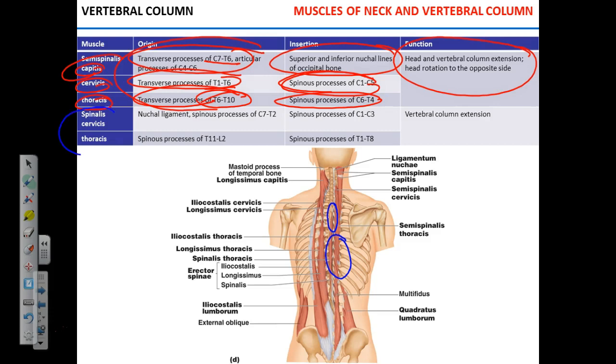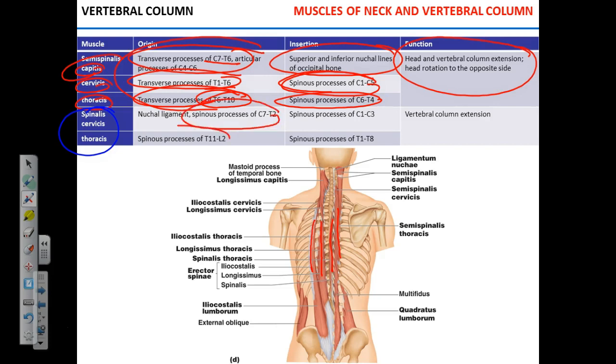And finally, spinalis muscles. You can see them right here. They run exactly along the spine. So in our description, we went from iliocostalis to longissimus to semispinalis to spinalis. Okay? From iliocostalis through longissimus to the semispinalis to the spinalis. Spinalis is the muscle that runs exactly along the vertebral column. Okay?